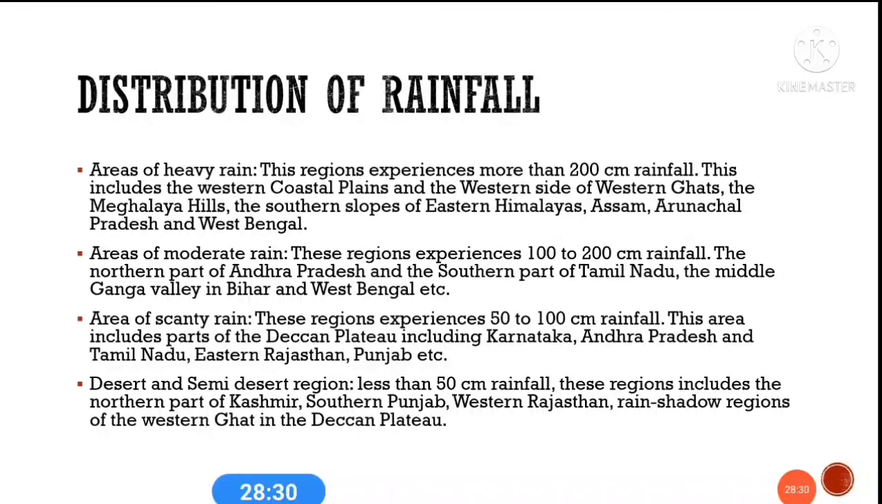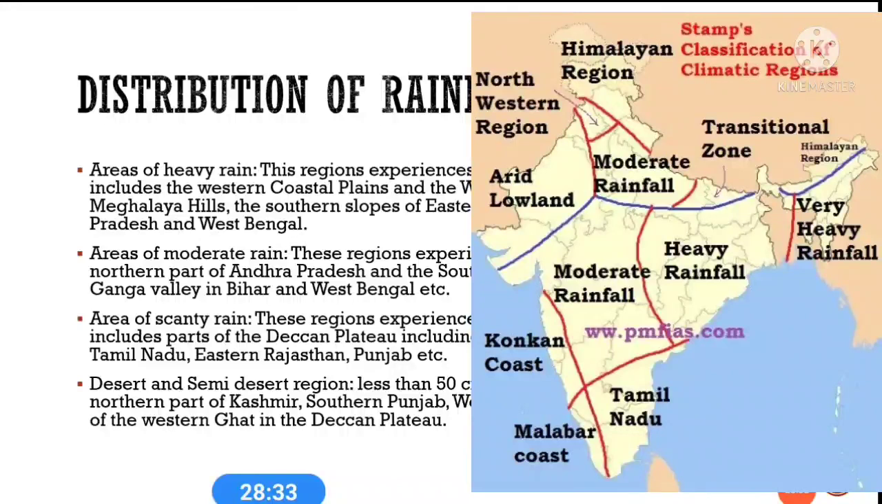This includes the western coastal plains and the western side of the Western Ghat. These are all the windward sides. Also Meghalaya hills, slopes of the eastern Himalayas, Assam, Arunachal Pradesh and West Bengal. And the areas that receive moderate rainfall, that is 100 to 200 centimeter, include the northern part of Arunachal Pradesh, the southern part of Tamil Nadu, and the middle Ganga Valley in Bihar and West Bengal.